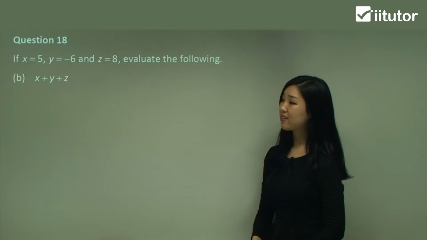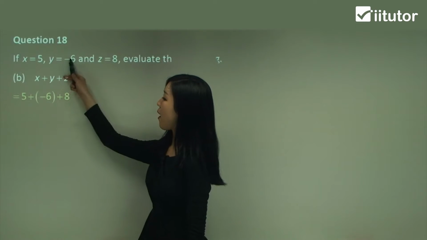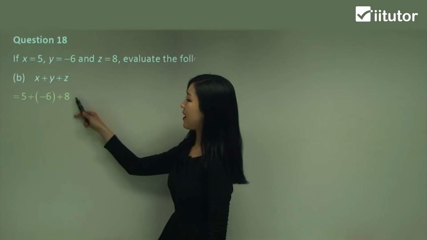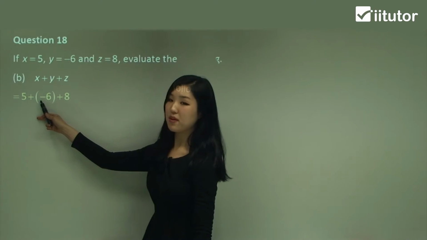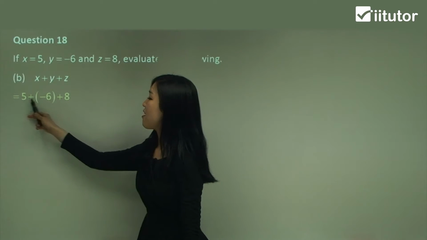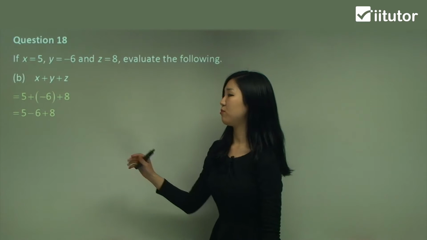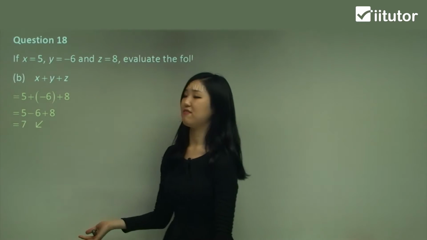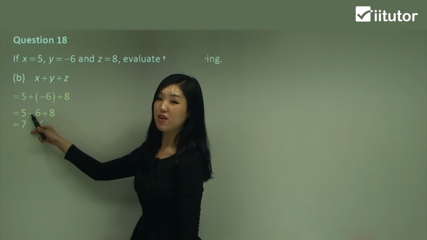B, x plus y plus z. We know that x is 5, y is -6, and z is 8. So you just add them up. So plus and minus, that becomes a minus, doesn't it? So 5 minus 6, which is -1, plus 8, well, I just change it to a negative first, 7. Okay, so just make sure plus minus is negative. You know how to change that, right?